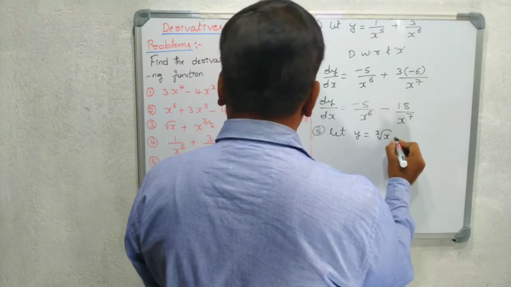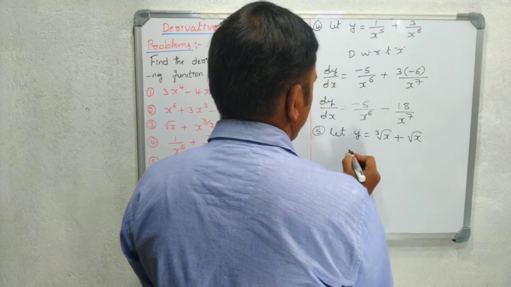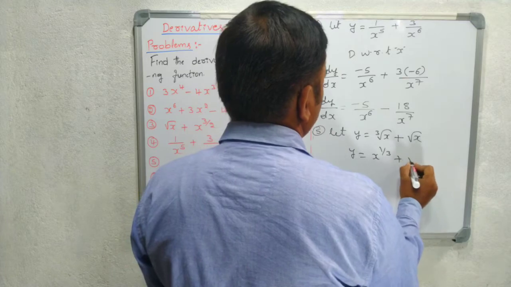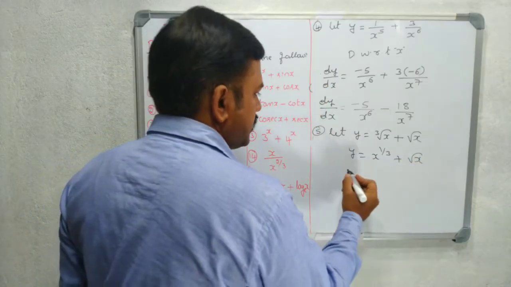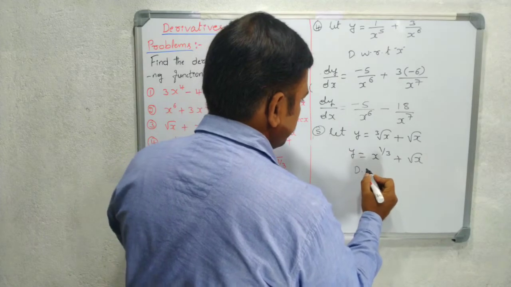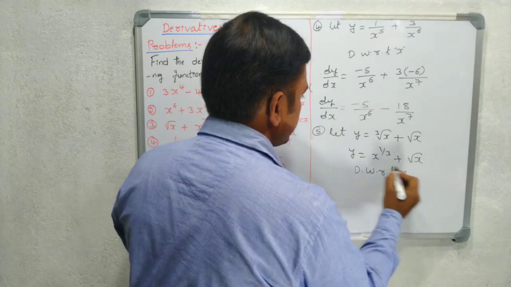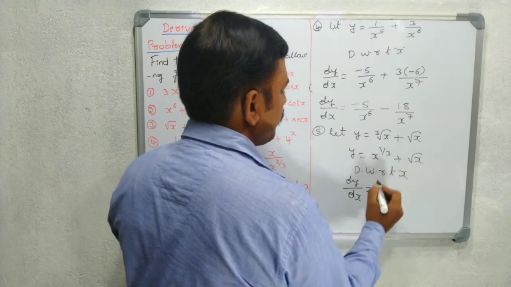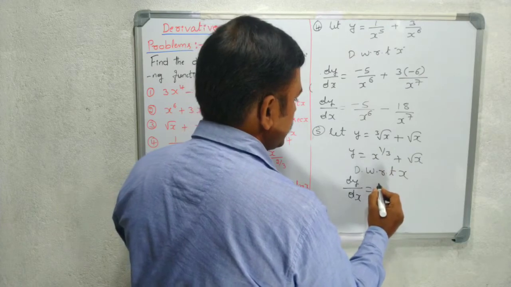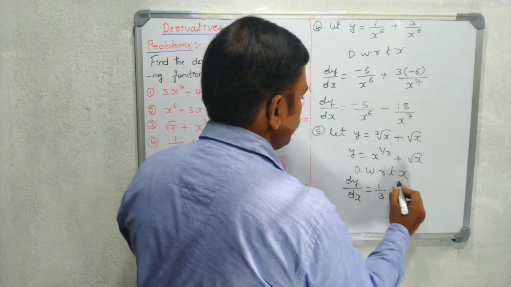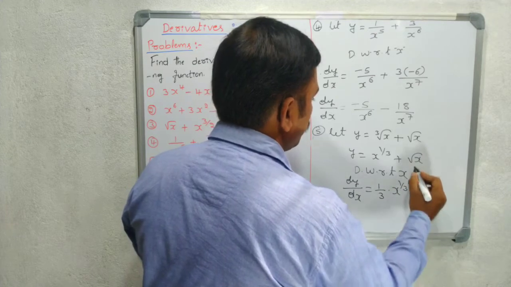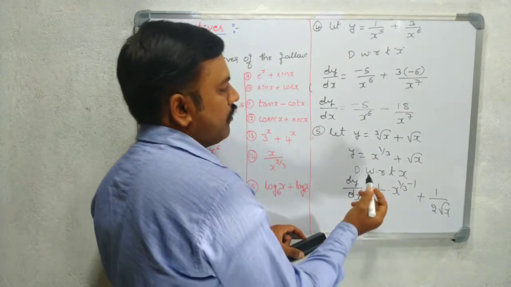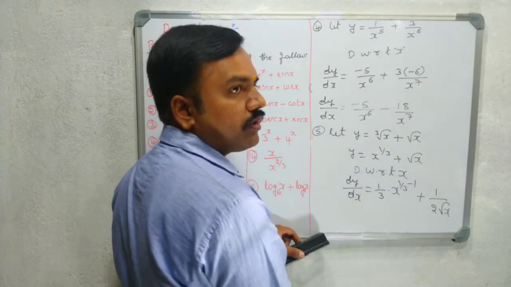cube root of x plus root x. See here, y is equal to this cube root of x, which is x to the power of 1 by 3, plus root x. So differentiate this with respect to x. That gives dy by dx is equal to, it is in the form of x power n. So x power n differentiation is n into x to the power of n minus 1, plus root x differentiation is 1 divided by 2 root x. Is it clear? So x to the power of 1 by 3 differentiation is 1 by 3 into x to the power of 1 by 3 minus 1.